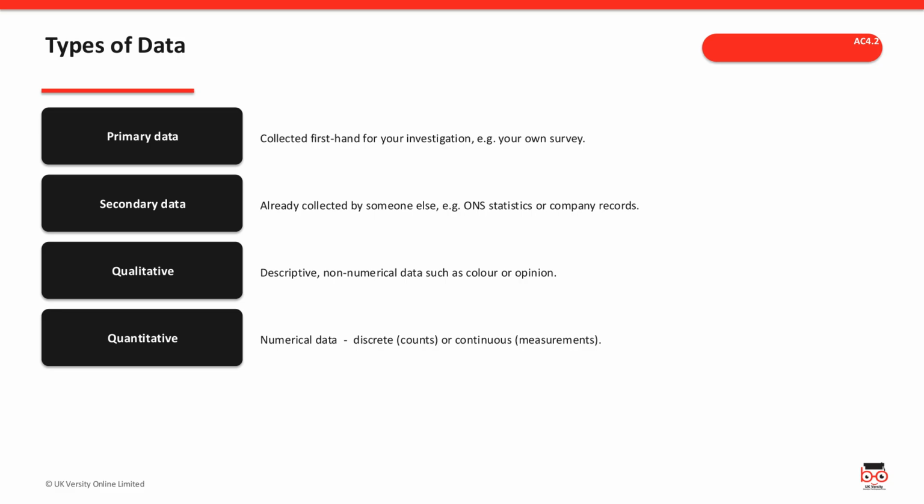Before processing, it helps to know what kind of data you're holding. Primary data is collected firsthand for your own investigation, like your own survey. Secondary data was gathered by someone else, such as Office for National Statistics figures or company records. Qualitative data is descriptive and non-numerical, things like color or opinion. And quantitative data is numerical, either discrete, meaning counts, or continuous, meaning measurements like height or time. Knowing which you've got steers how you can summarize it.